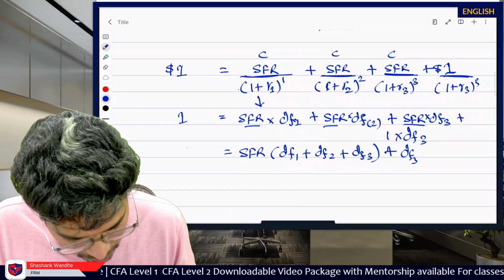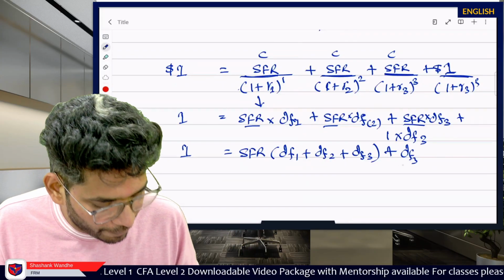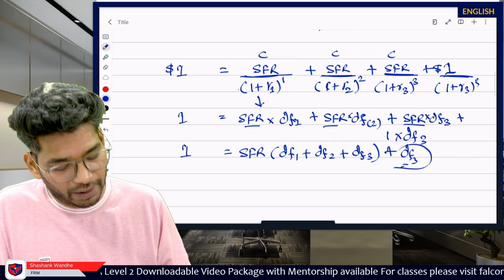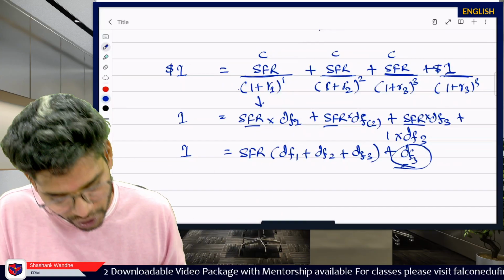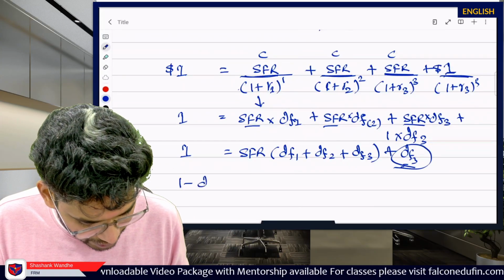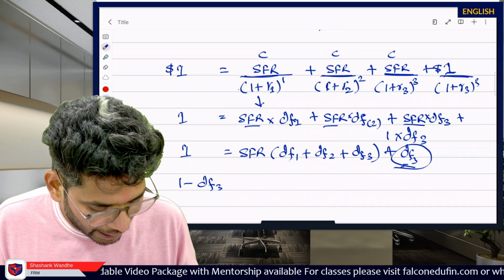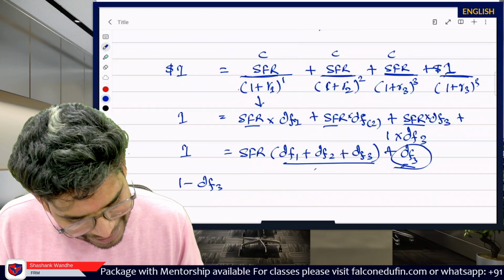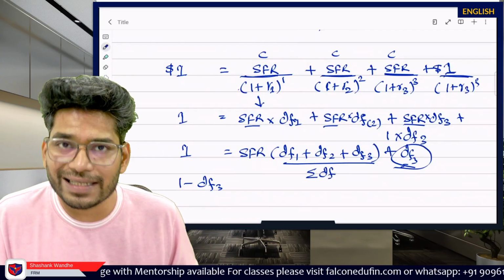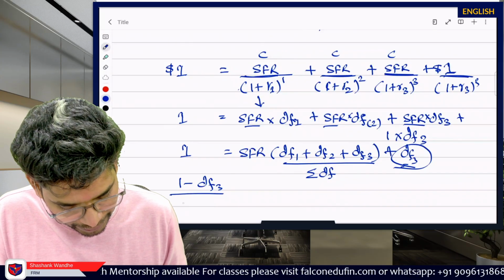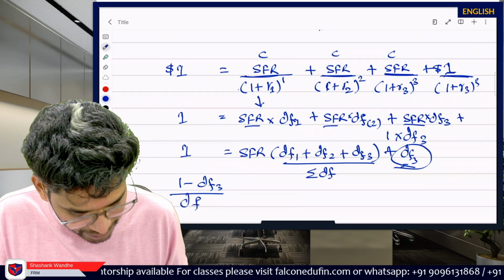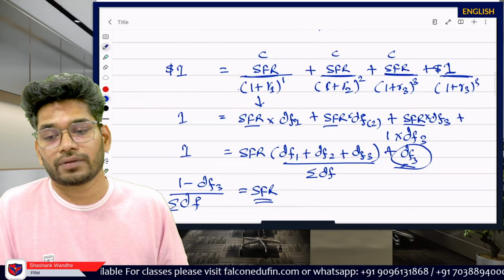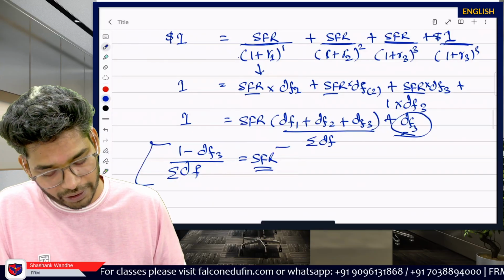Now we will solve this for the SFR. So first we have to get this particular discount factor 3 into the LHS. So this will be 1 minus discount factor 3. And here, this is the whole term, DF1 plus DF2 plus DF3. I can simply write it as the summation of all the discount factors. So I will divide this by the discount factors summation. This will be equal to the SFR. This is how we got the formula.